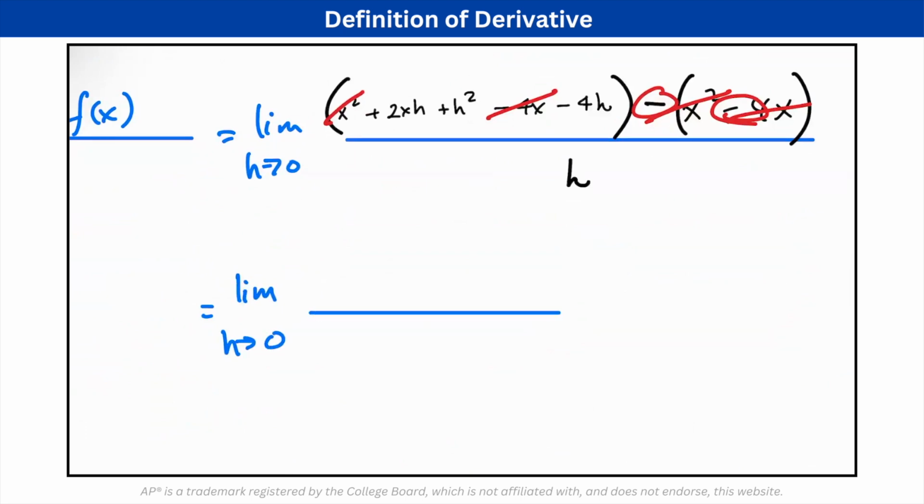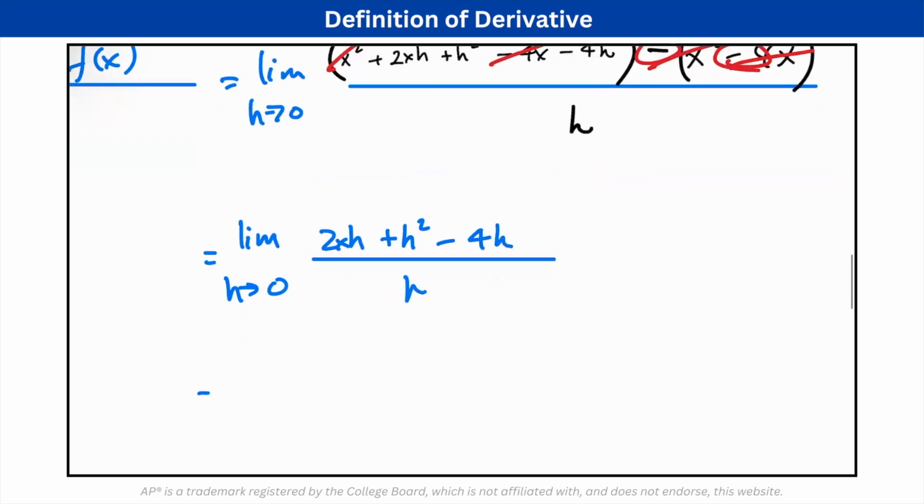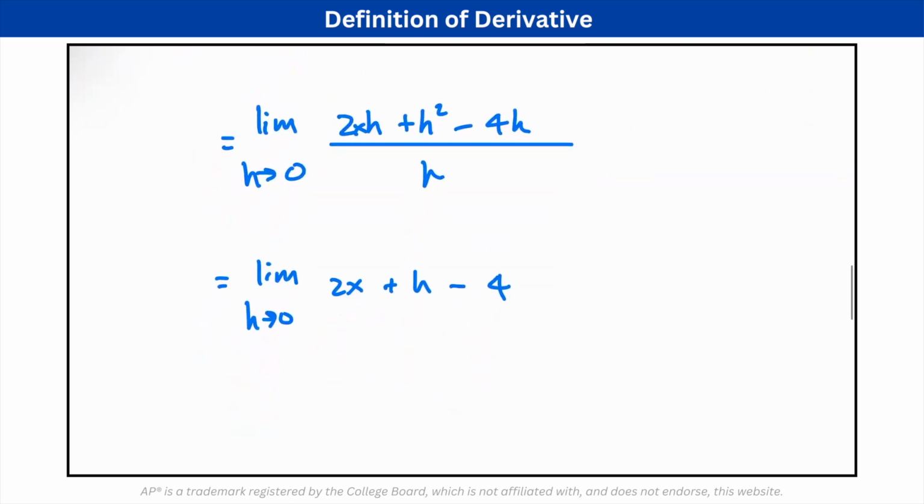You will have all the terms with the h. And then we say, hey, they all have h's, so let's go ahead and simplify it. 2xh divided by h, and this. Because they have h in each of the 3 terms in the numerator, you simplify them with h.